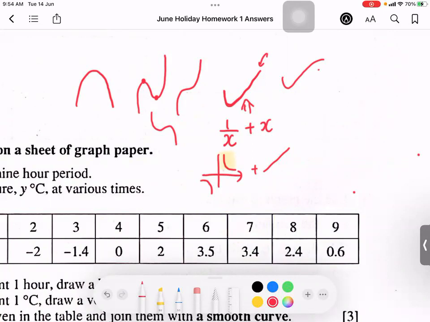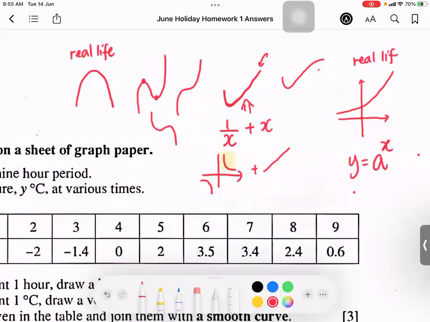One of the more rare types of graph is the exponential graph, which is relatively easy to draw. It looks like this. Just go up all the way. Okay, this type of exponential graph will come with questions involving population of bacteria, population of man, or whichever, because only populations and stuff like that will go in exponential form. Y equals to a to the power of x. The x is in the power. Okay, and this one will be a real life situation.